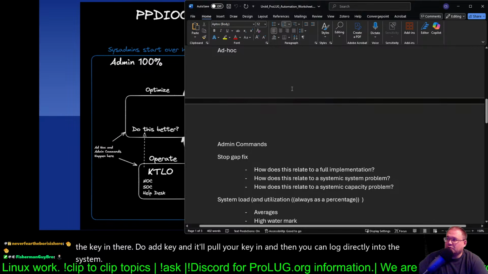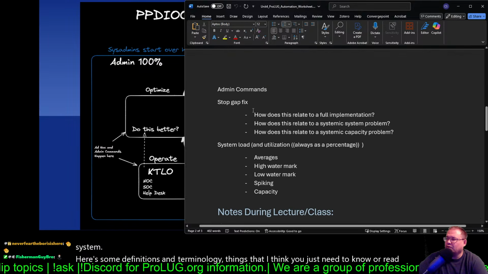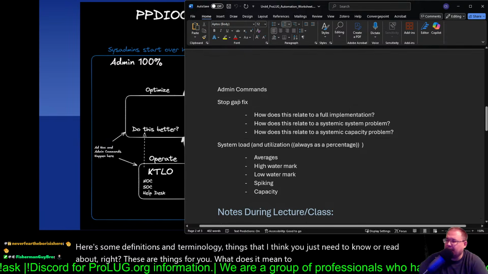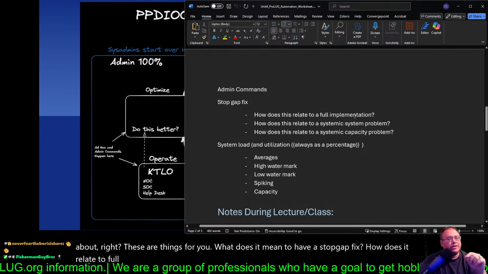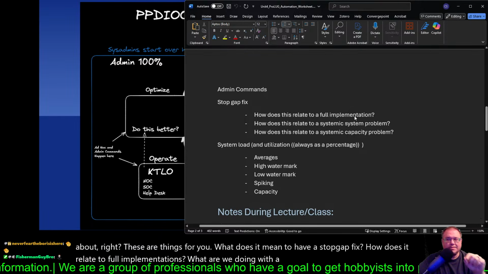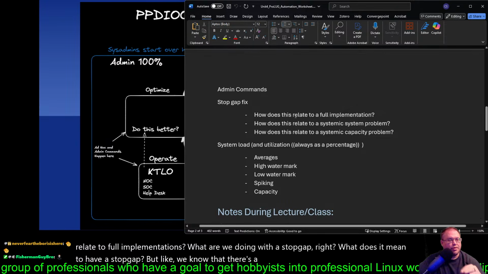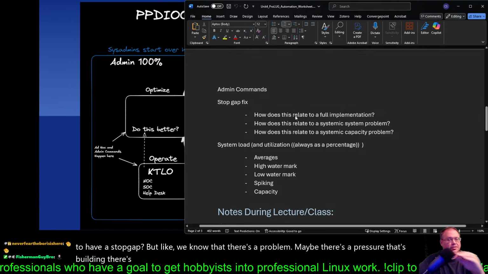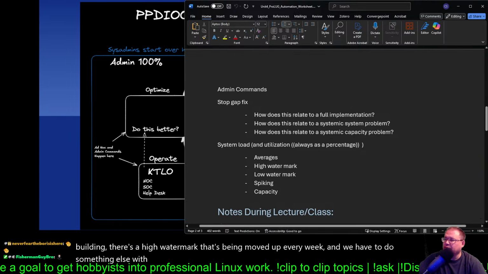Here are some definitions and terminology, things that I think you just need to know or read about. These are things for you. What does it mean to have a stopgap fix? How does it relate to full implementations? What are we doing with a stopgap? We know that there's a problem. Maybe there's a pressure that's building, a high water mark that's being moved up every week, and we have to do something else with it. So what are we doing there?